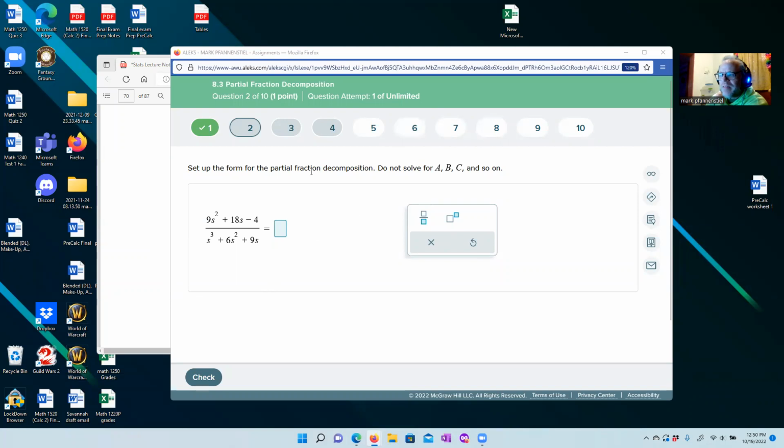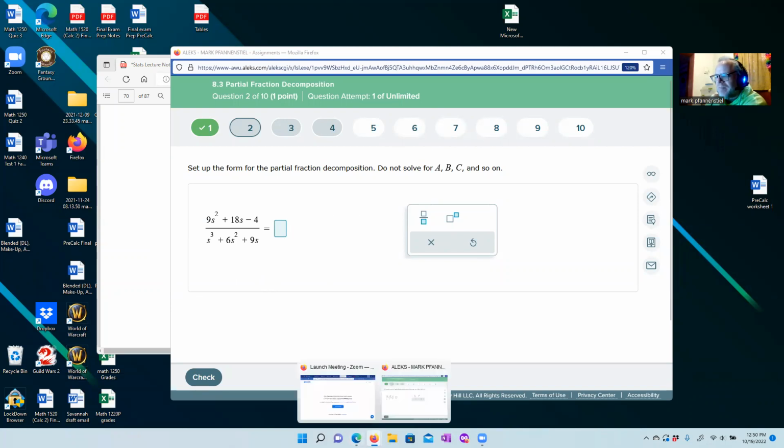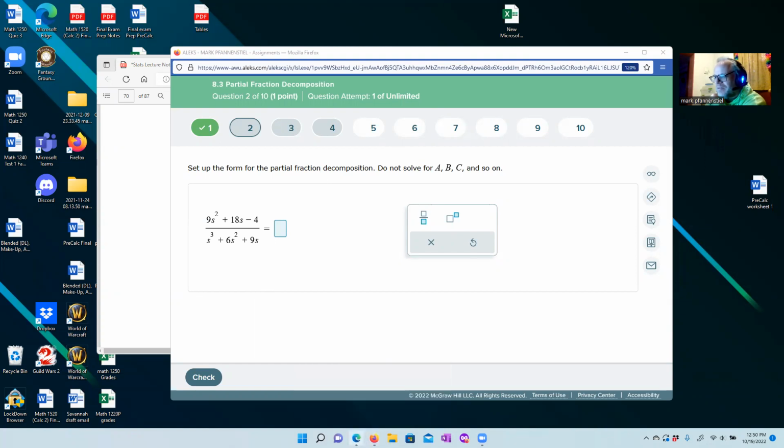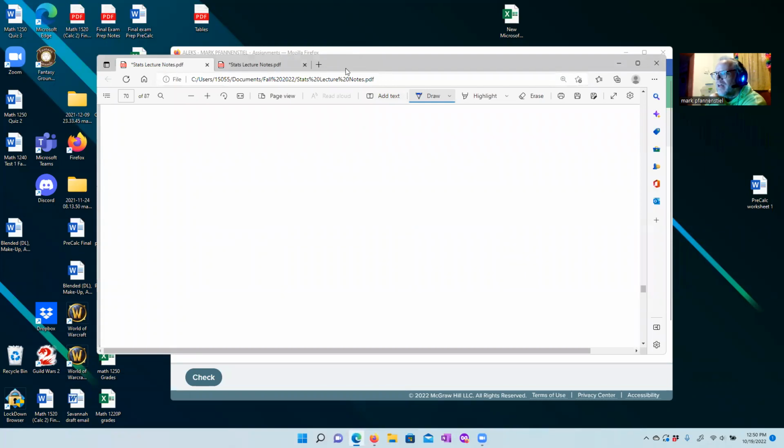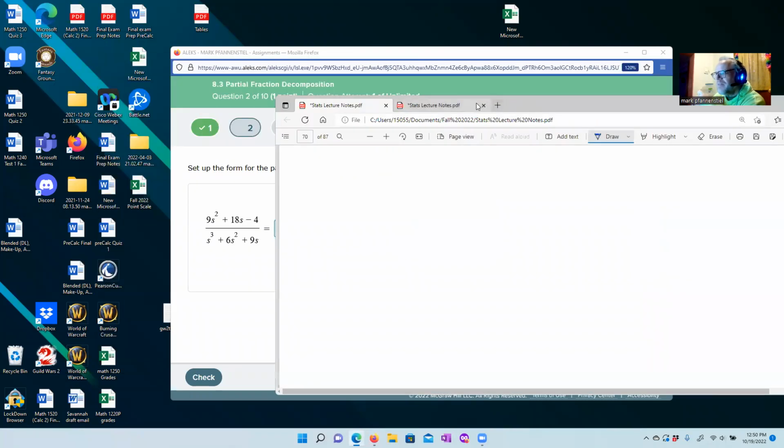So we're going to keep going with partial fraction decomposition. They give us a little bit harder problem this time. So let me just give you some thoughts about this one, and we'll see if we can't work through it. Use S's. They use S's a lot in differential equations.